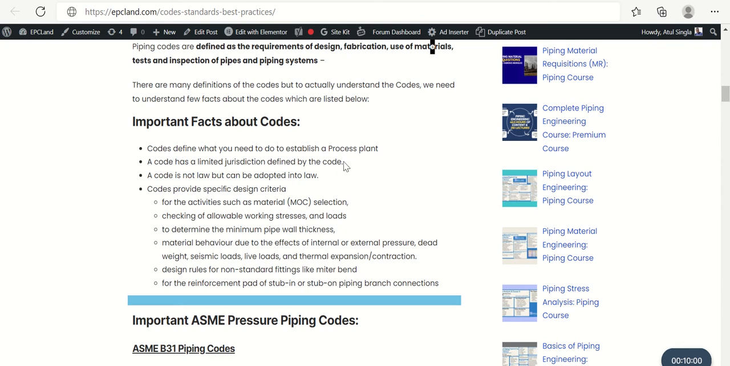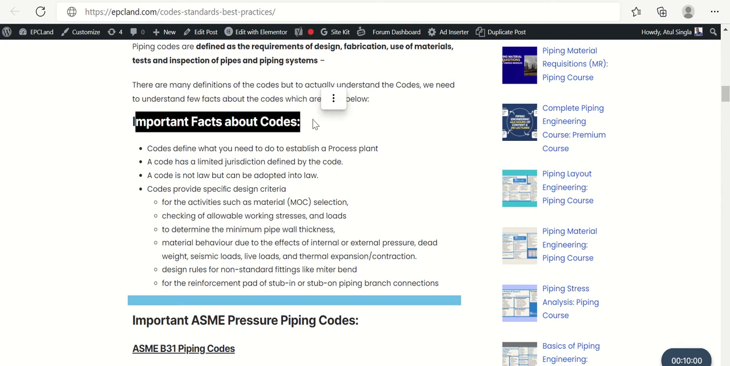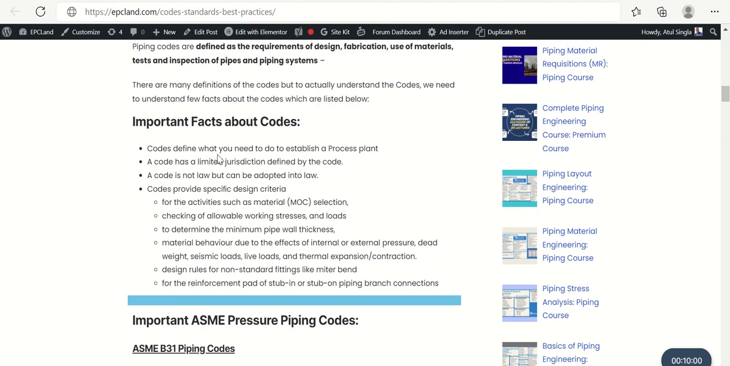Let us look at few important facts so that we can further understand what are these codes. Codes define what you need to do. Suppose you want to set up a refinery, then what do you need to do, right? For any process plant, whatever are the requirements, those are defined by the codes. Code has a limited jurisdiction defined by the code. Code is not a law but can be adopted into law.